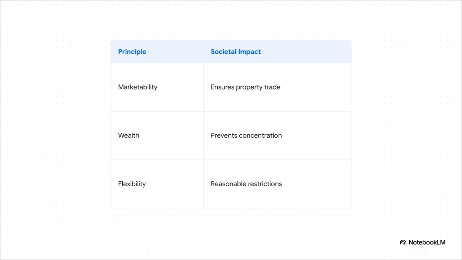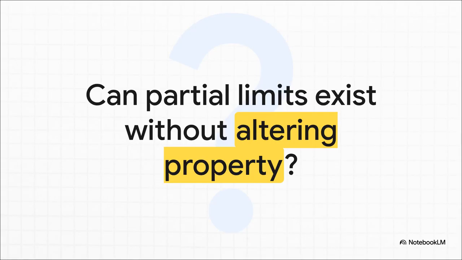Absolute restraints are struck down because society literally needs wealth to circulate to survive. But the law brilliantly remains flexible enough to allow reasonable limitations when commercial or personal necessity demands it. If ownership inherently includes the absolute right to transfer, can any partial restriction truly be enforced without fundamentally altering the nature of property itself? I will leave you with this concluding theoretical tension. This is the debate at the very heart of Section 10 jurisprudence.